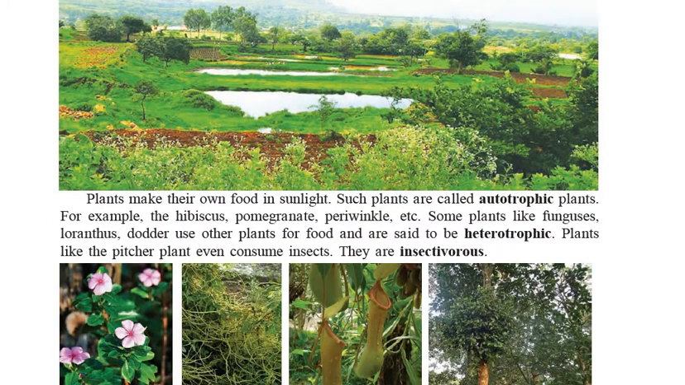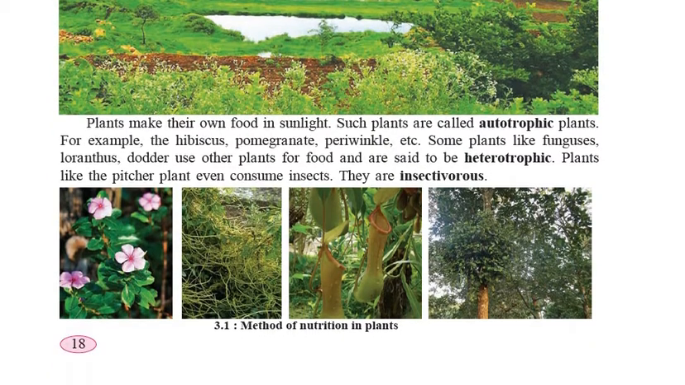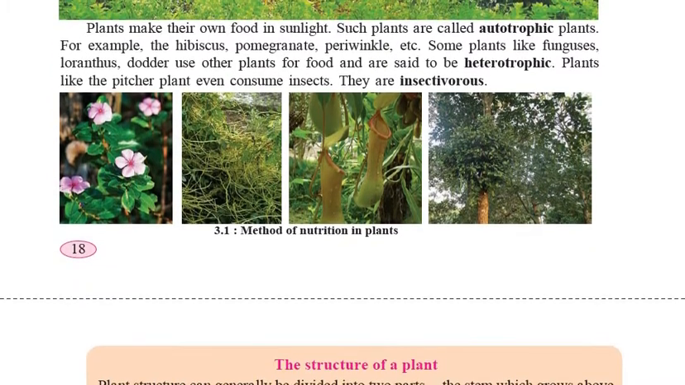Plants make their own food in sunlight. Such plants are called autotrophic plants. For example, the hibiscus, pomegranate, periwinkle, etc. Some plants like fungi, loranthus, dodder use other plants for food and are said to be heterotrophic. Plants like the pitcher plant even consume insects. They are insectivorous.